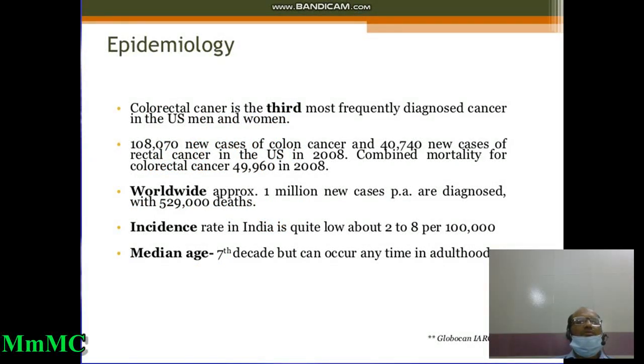Go to the epidemiology. Colorectal cancer is the third most frequently diagnosed cancer. Common age of presentation is about 7 decades, but no age is immune. It can occur at any time in adulthood. Incidence rate in India is quite low, about 2 to 8 per 1 lakh population.